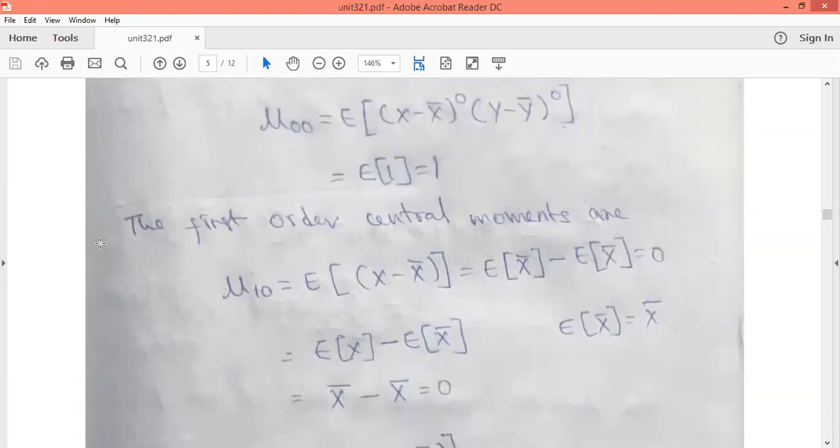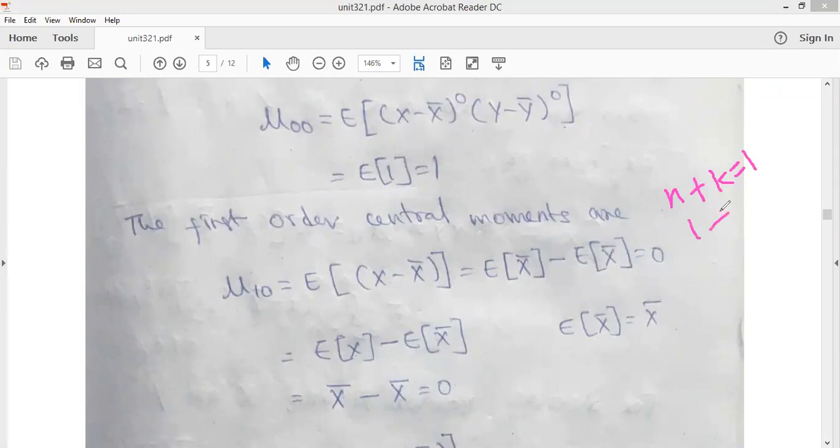Now we'll discuss what is the first order central moment. To find the first order central moment, n plus k will be equal to 1. What are the different cases where n plus k is equal to 1? Where n is equal to 1 and k is equal to 0, that gives the value 1, or n is equal to 0 and k is equal to 1, which also gives the value 1. Only in these cases do we get the first order central moment.